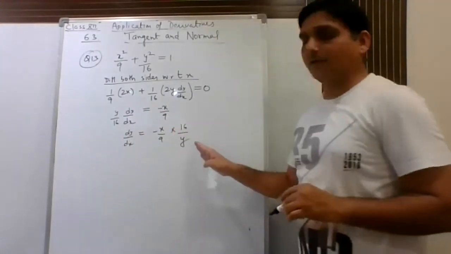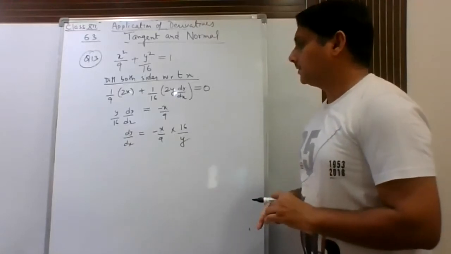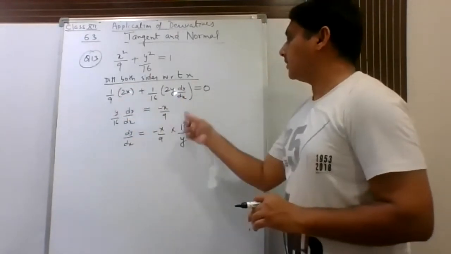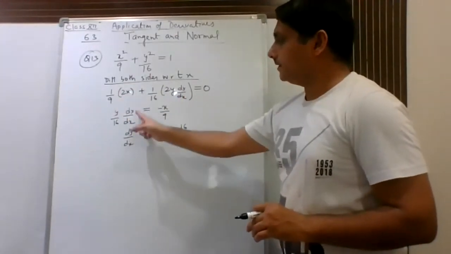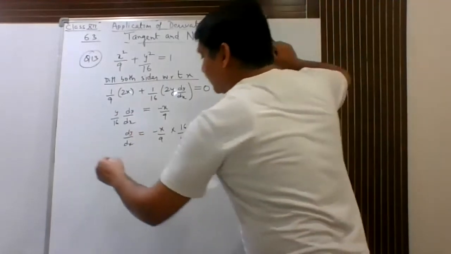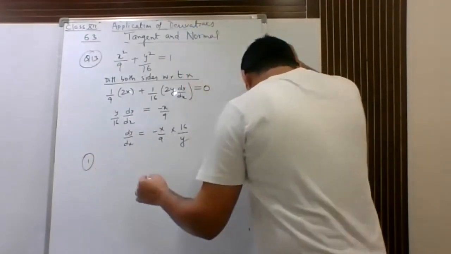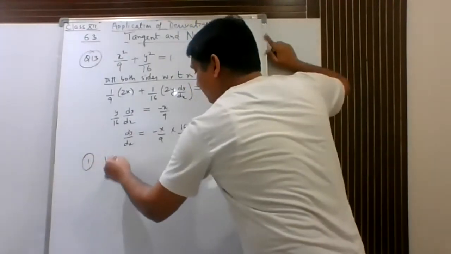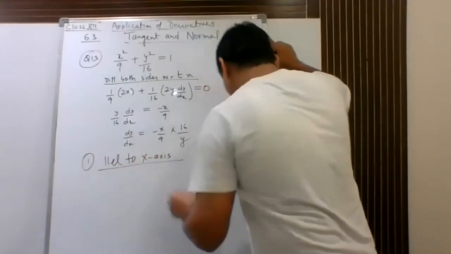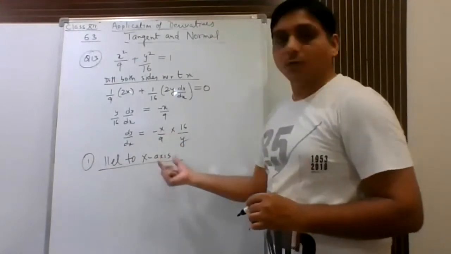So this is the value of dy upon dx after calculations. I had cancelled out this 2, then shifted this term to the other side, and then dy upon dx will become this. Now we will say for the first part, parallel to x-axis. In the first part it is given that the tangent is parallel to x-axis.